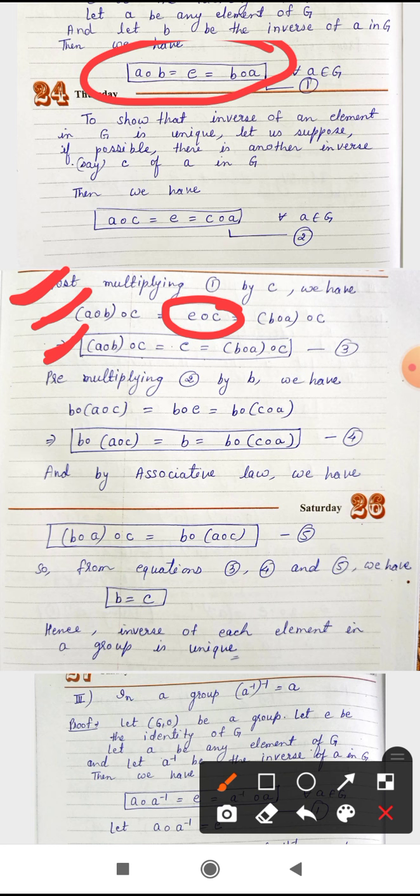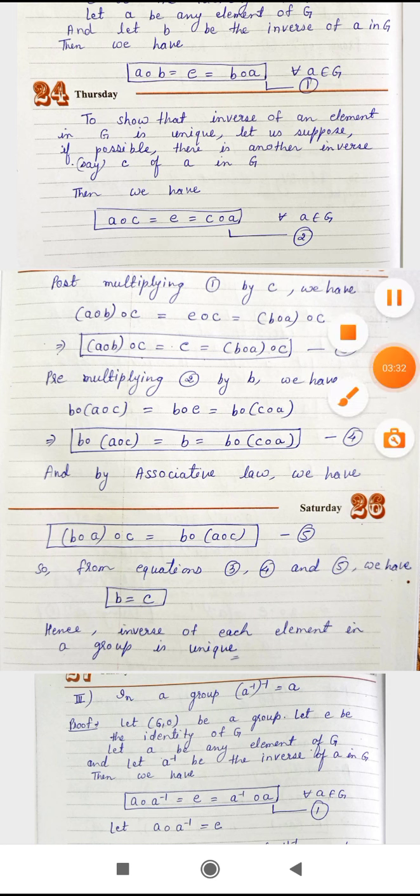Now pre-multiplying. Pre means pehle. So pre-multiplying equation 2 by b we have, so this is our equation 2. If we pre-multiply it by b, we will get an equation like this. b operation in bracket a operation c is equal to b operation e is equal to b operation c operation a. Again b operation e becomes b. So we will get b operation a operation c is equal to b is equal to b operation c operation a. Give it as equation 4.